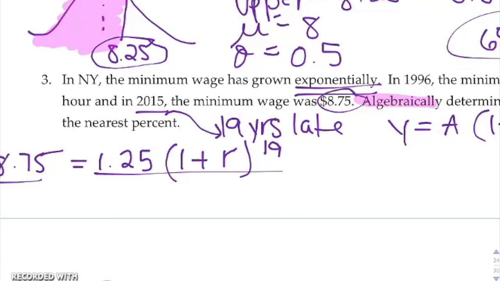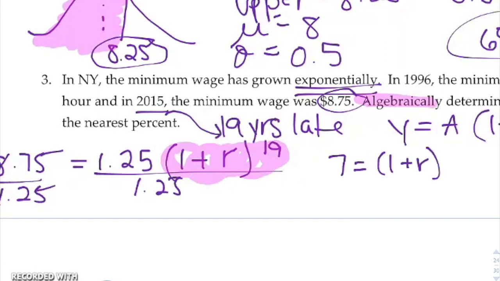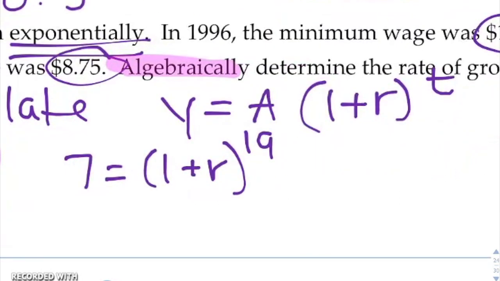So I'm going to start by getting this part alone. So divide both sides by 1.25. And that comes out to be 7 equals 1 plus r to the 19th. Now, I know that this almost looks exponential, but notice my unknown is not the exponent. My unknown is in the base.